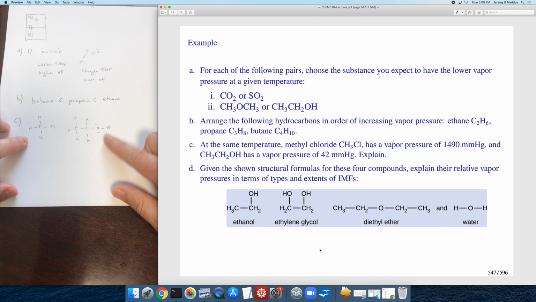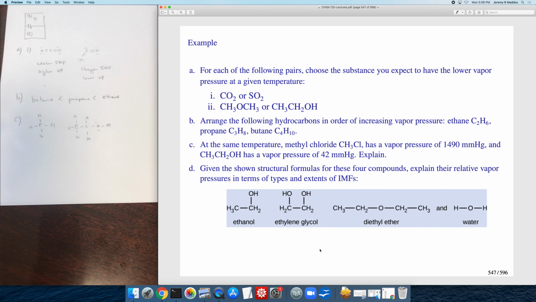Why is that? Well, you see the oxygen-hydrogen bond in the ethanol. That means that the ethanol is capable of participating in hydrogen bonding, which is a very strong intermolecular interaction. Therefore, because there are stronger intermolecular forces present in ethanol, you're going to expect it to have a lower vapor pressure, which it does.